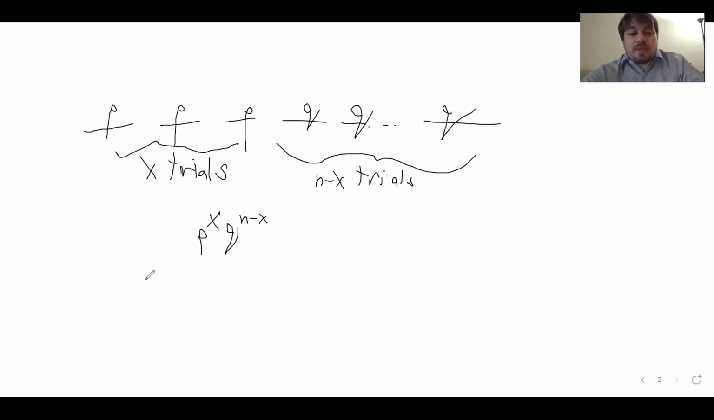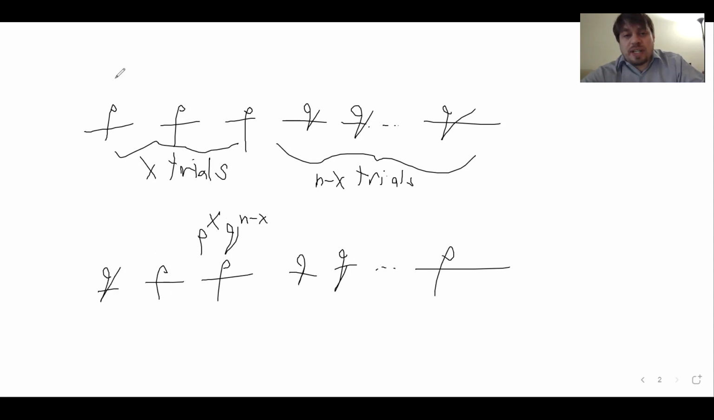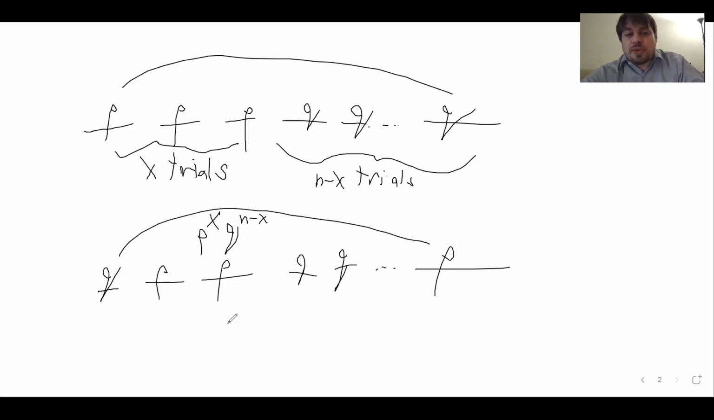If I took the same situation of succeeding in X trials and failing in N minus X trials, but I just changed the order of the successes and failures, where I still have the same number of P's and the same number of Q's, except let's say I swap one of them. I put one of the Q and P, I just swap these two. If I swap those two, the probability is still P to the X times Q to the N minus X for that to happen. But this is a different situation because I've changed the order of my successes and failures.